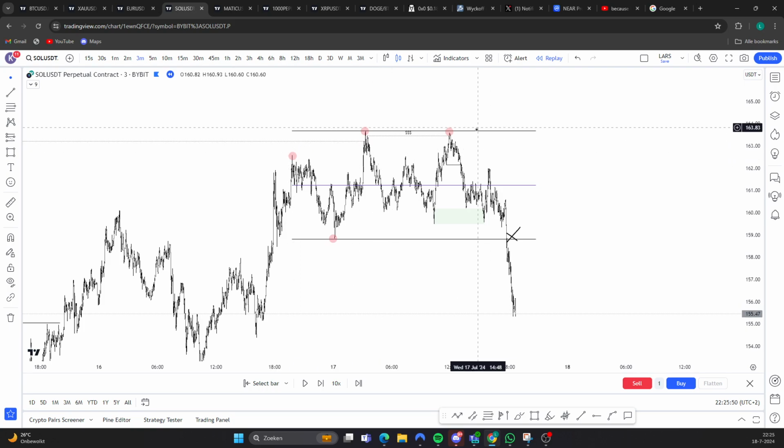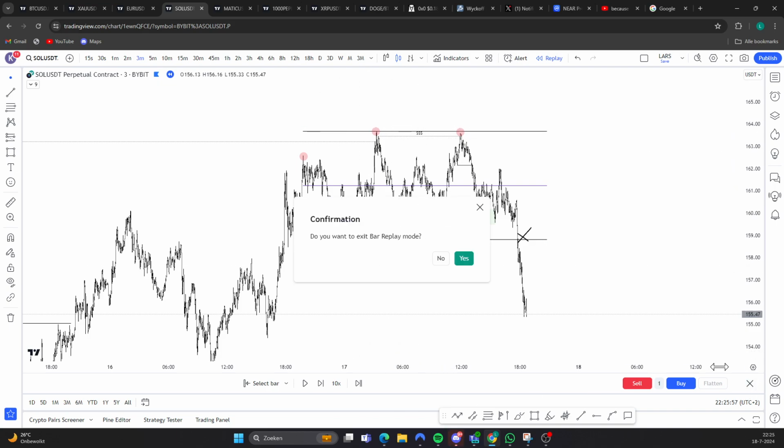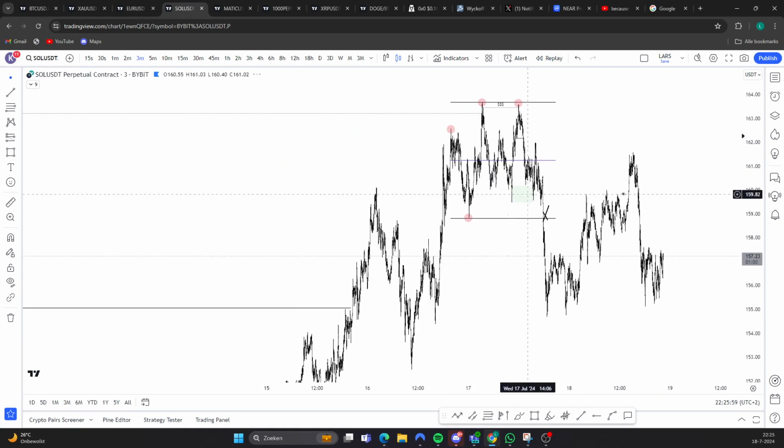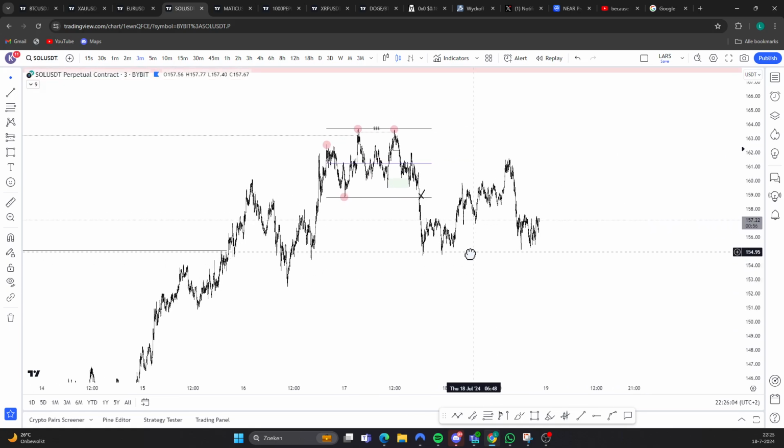The distance between the taps is amazing. It grabbed all that liquidity and it broke structure. That's the only confirmation you need, right? Exiting replay mode. What we've been seeing now is just some ranging. That's it, okay?